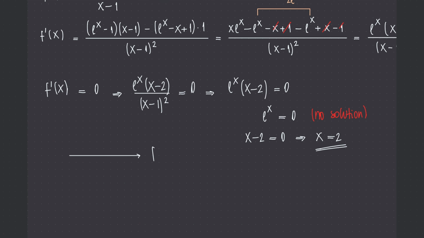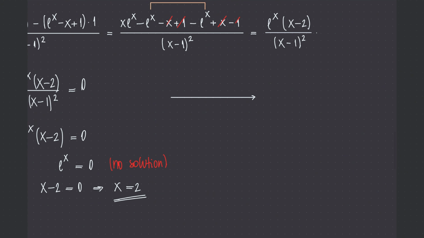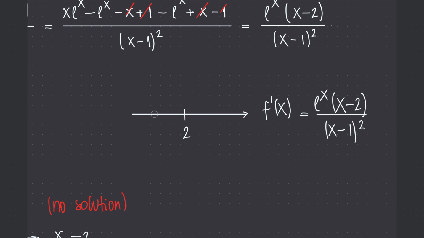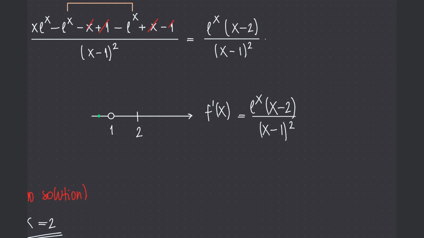And how are we going to verify whether this is a min or a max? We can use the first derivative test, which means that we're going to draw a number line, place the critical point over here. We are also going to place the point at which the function is discontinuous, which in this case is 1. And by substituting values within these intervals, we will find the sign of the first derivative for those intervals. So we can use, for example, 0, 3 over 2, and 5, and find f prime of 0, f prime of 3 over 2, and f prime of 5.